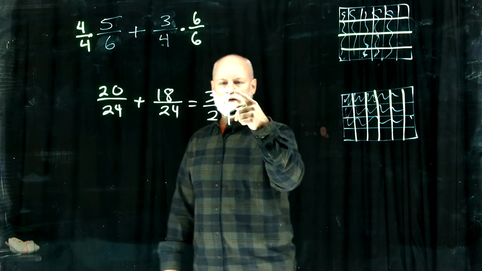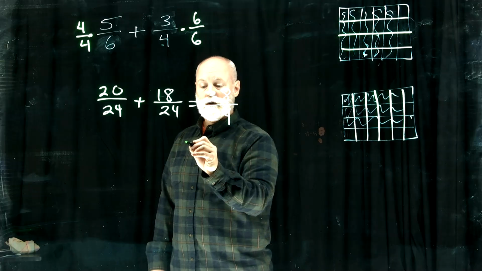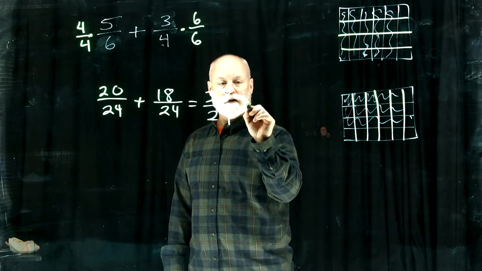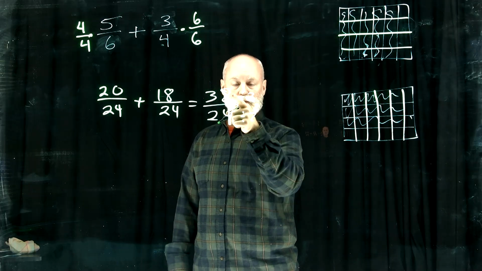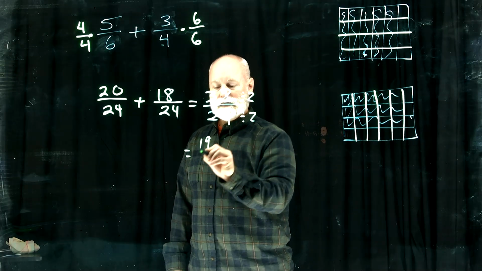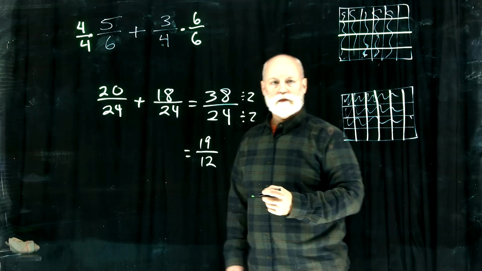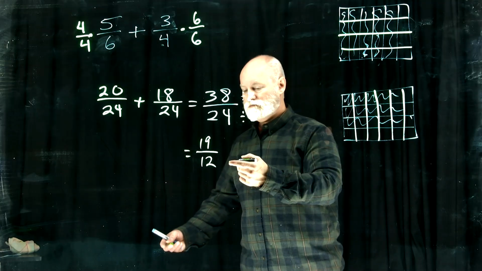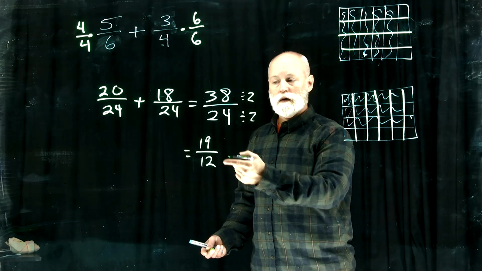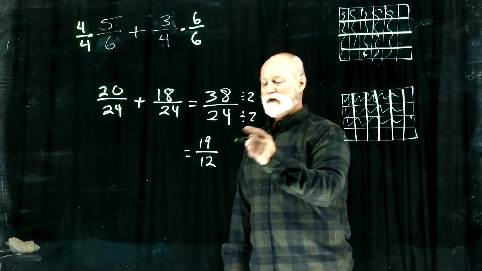So what we can do now is see that both of these end in even numbers. So I can divide both by 2. If I divide the numerator by 2 and the denominator by 2, I end up with 19 over 12. All right? So that's an equivalent fraction. Which one's more correct? Yes, they're both equally correct. Okay? What else could I write this as?